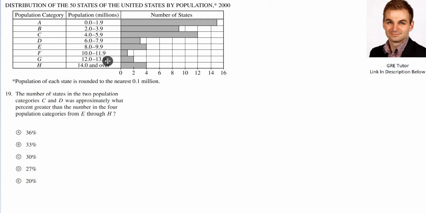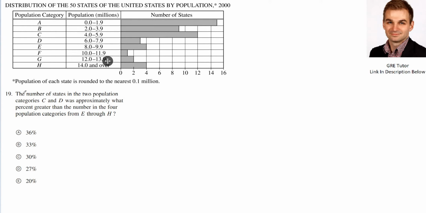Okay, so what we're going to try and do here is answer a multiple choice question, and they've given us some information. They've given us frequency of states with populations attached to them, and then these placeholder categories. So for instance, this is 0 to 1.9 million, and there are 15 states that have 0 to 1.9 million populations in 2000. Similarly, there are 9 states that have 2 to 3.9 million. Okay, so that's the information that we're given in this chart.